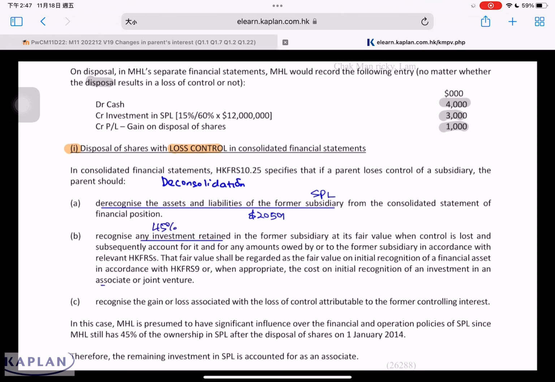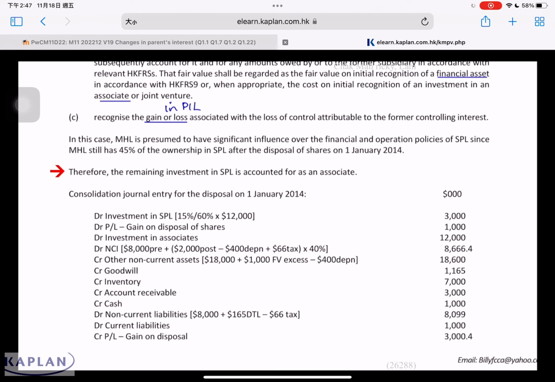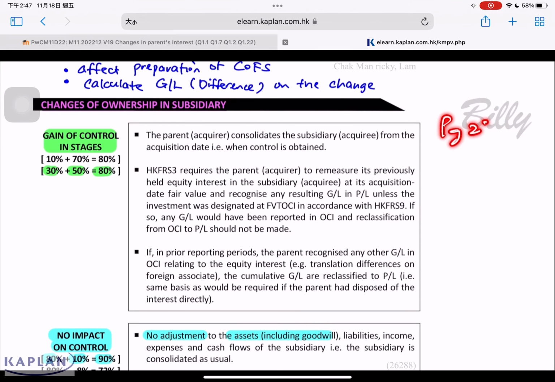If you have significant influence, it will become an associate. If you don't have significant influence, it will become a financial asset. But whether it's an associate or a financial asset, you must remeasure to fair value, which is $12 million. Any gain or loss on loss of control must be reported in P&L. The remaining 45%, assuming there's significant influence, we account for as an associate. This is the entry that we passed earlier on. Please refer to page 23.